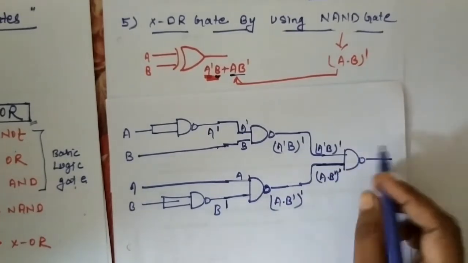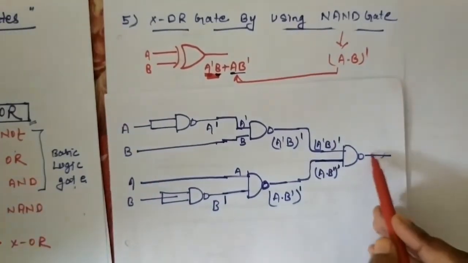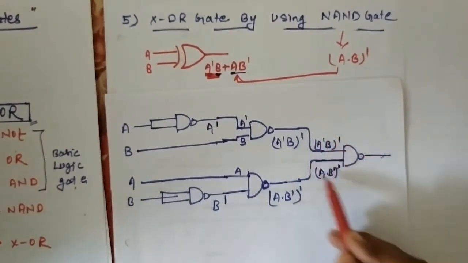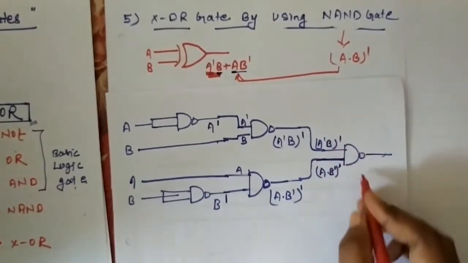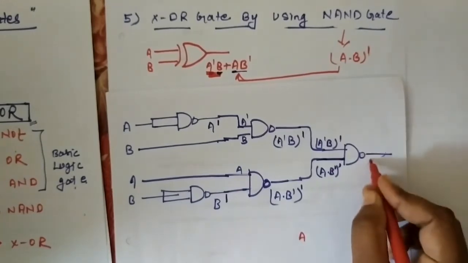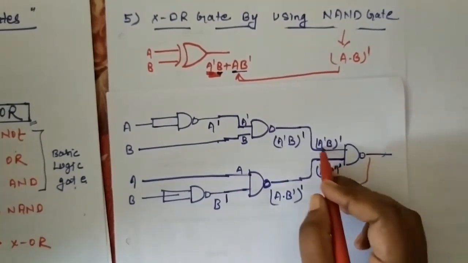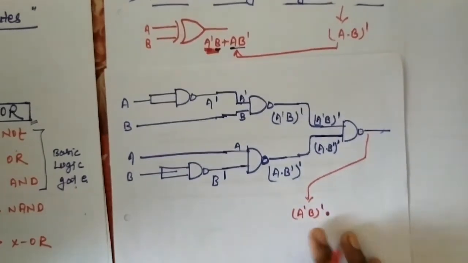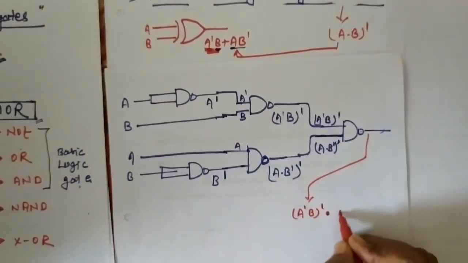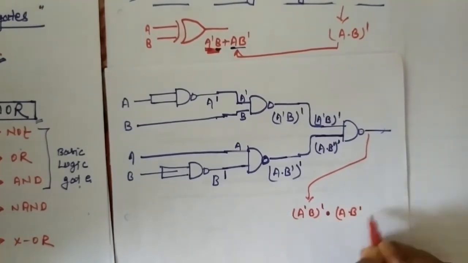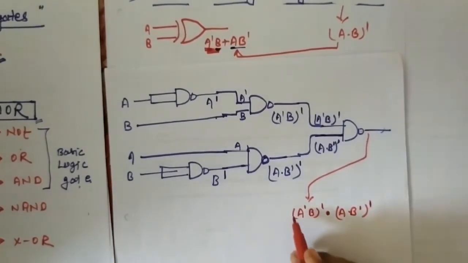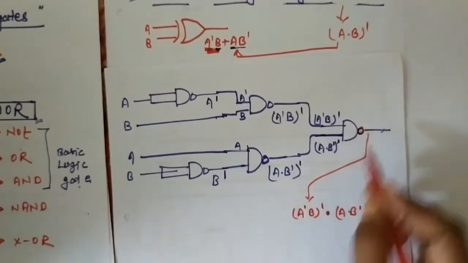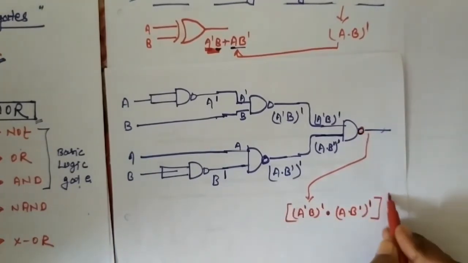So what is the expression of this one? The expression of this one means multiply these two values. I have written here, this is the output, multiply these two values, that means (A dash into B) whole dash into, this is the first input, and the second one is (A into B dash) whole dash. So for this not, again one more dash.